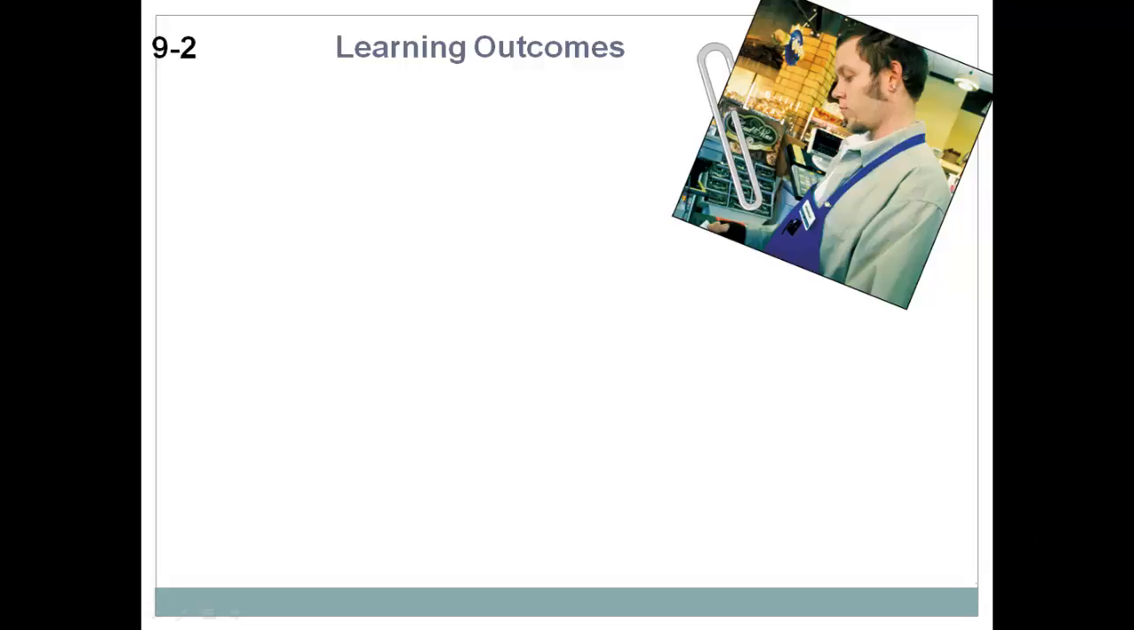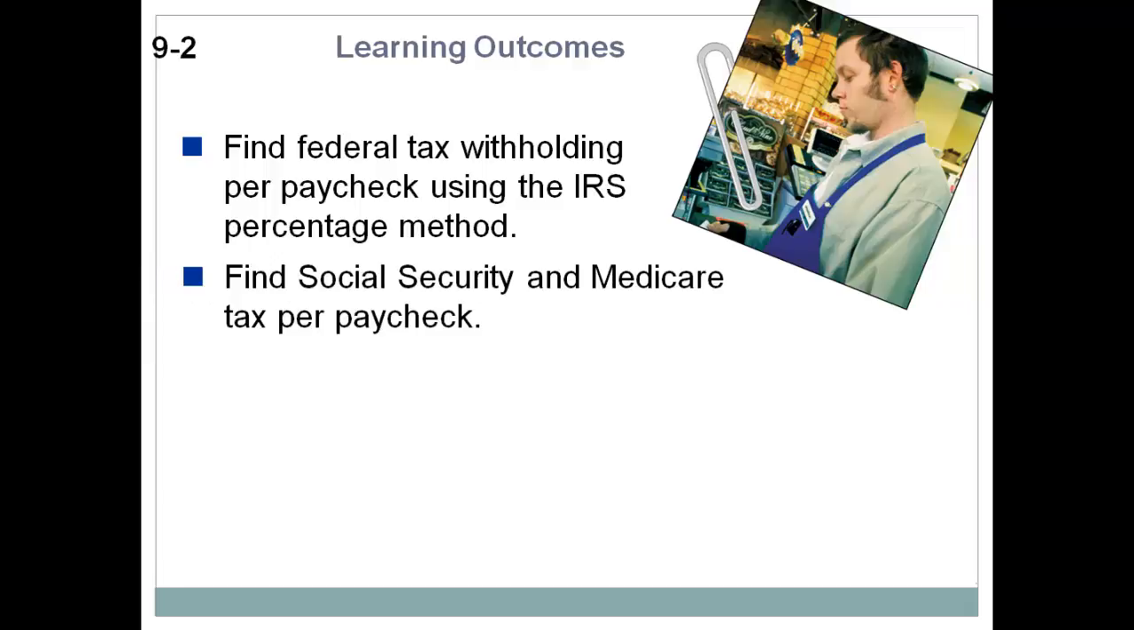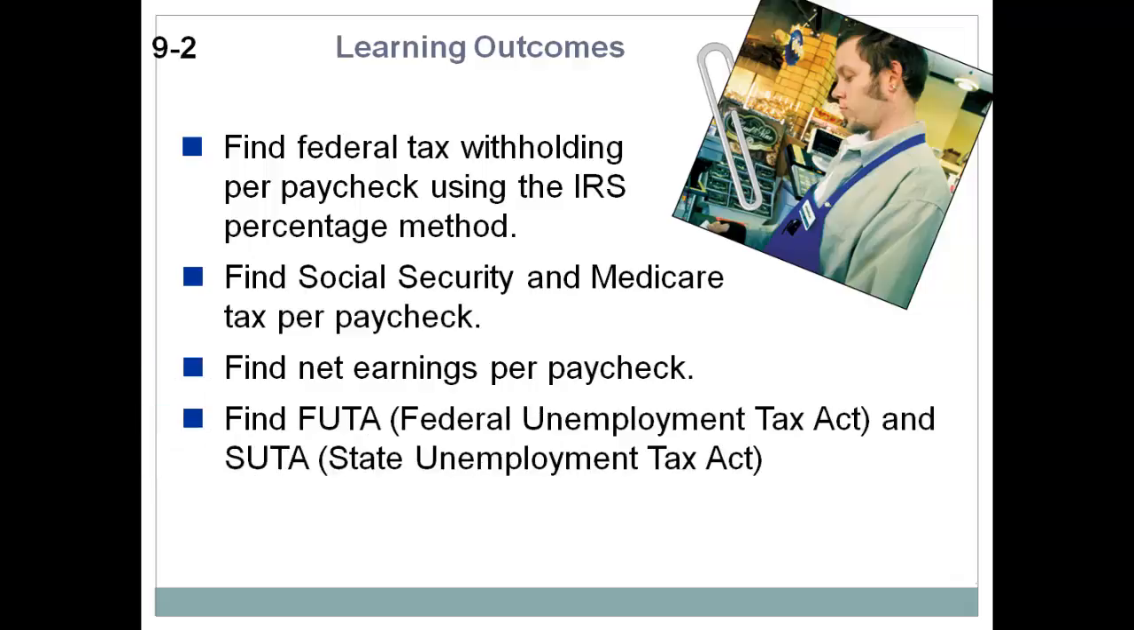In this video, we're going to look at what comes out of your paycheck. So we're going to find federal tax withholding per paycheck using the IRS percentage method. We'll learn how to find the Social Security and Medicare withholding per paycheck. And we'll find the net earnings per paycheck, and then look at federal unemployment and state unemployment tax, which the employer pays that is not withheld from your paycheck.